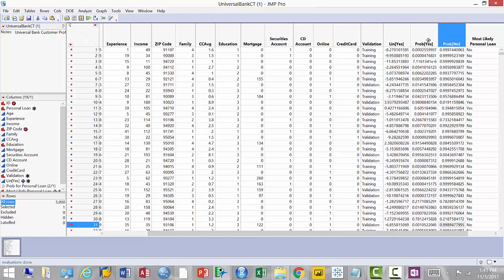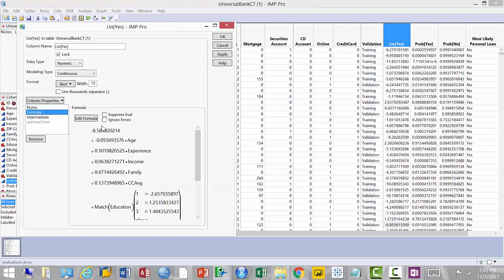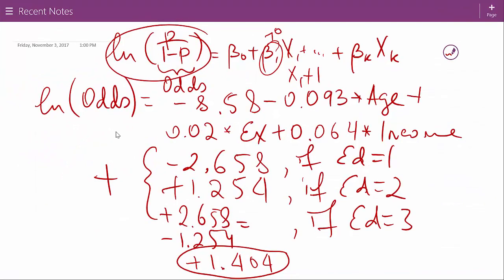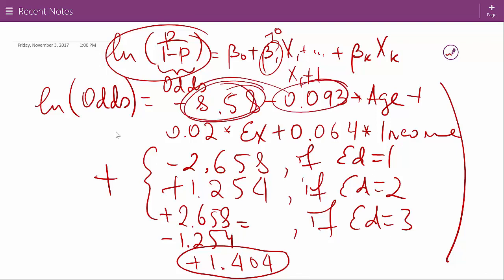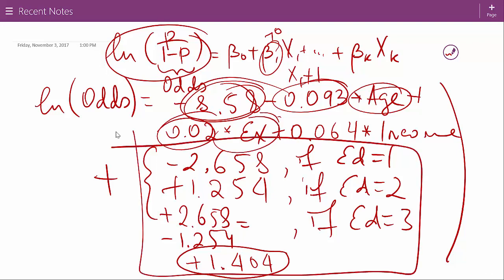Okay, so let's take a look at the formula behind this one, linear regression. I double click on this column that says lin of yes, and here's my formula, and the formula is gigantic. So my slope minus 8.8, so essentially I have the same thing as right here: the slope plus the intercept plus first slope times age plus second slope times experience, and so on. But what I'm looking for is primarily that portion of my output.